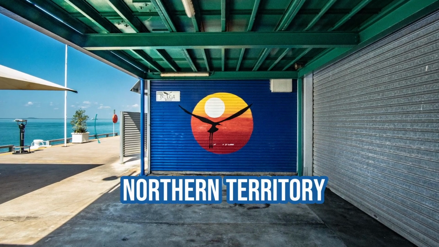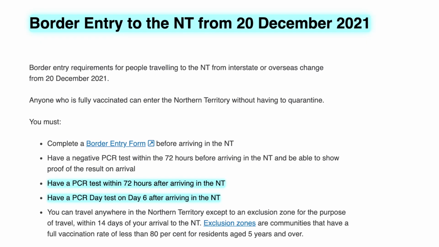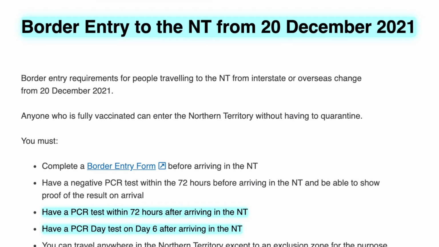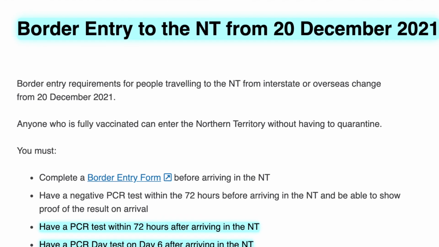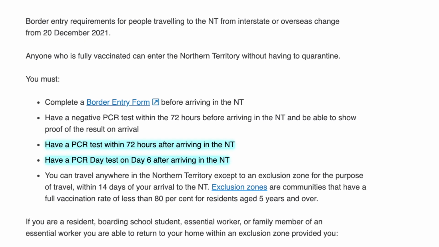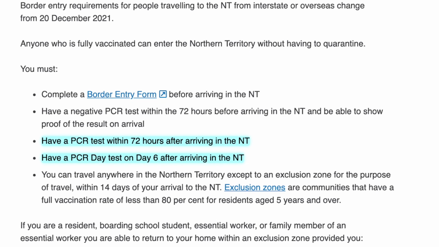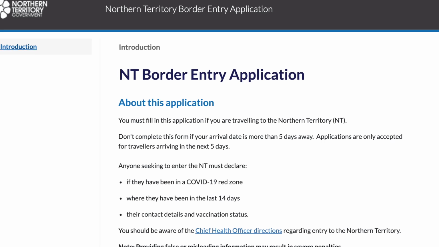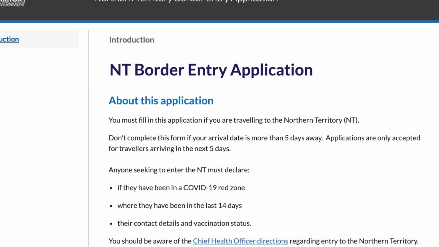Now last but not the least is Northern Territory. At the moment, the entry into Northern Territory for international students is not allowed, but it is happening quite soon. So from 20th of December onwards, there are no restrictions when it comes to international arrivals into Northern Territory. There won't be any restrictions on quarantining and so on, but you will be required to undertake a PCR test within 72 hours of your arriving, and another one on day 6 as well. And to enter into Northern Territory, you will be required to complete a form which is known as the border entry form, that you can complete on their website as well.